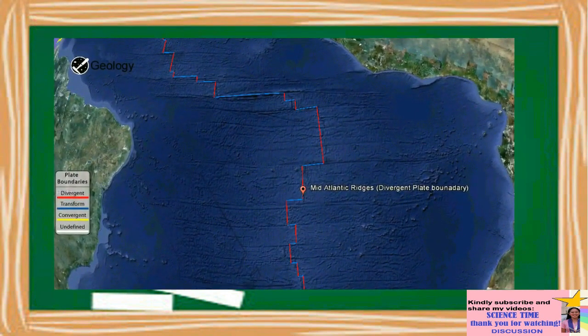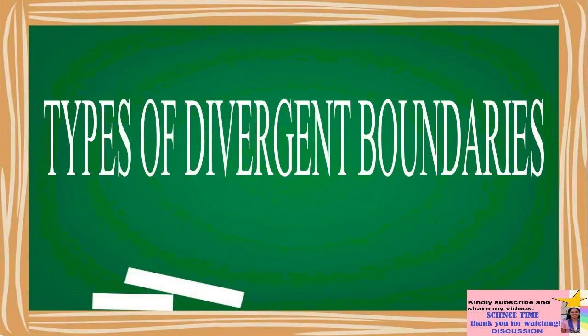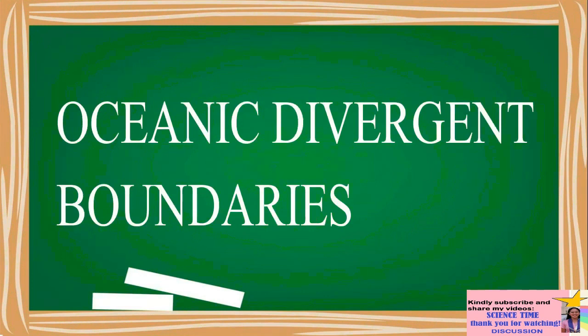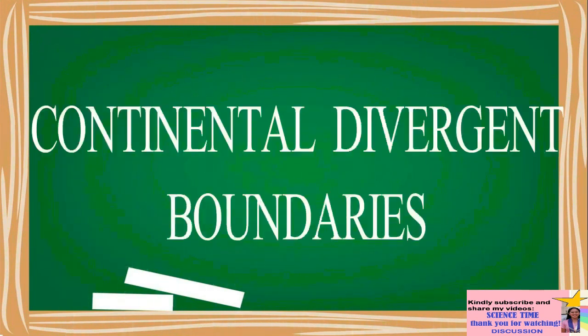the African plate. Now, we will proceed to the types of divergent boundaries. There are two types of divergent plate boundaries. First is oceanic divergent boundaries and the other one is continental divergent boundaries.